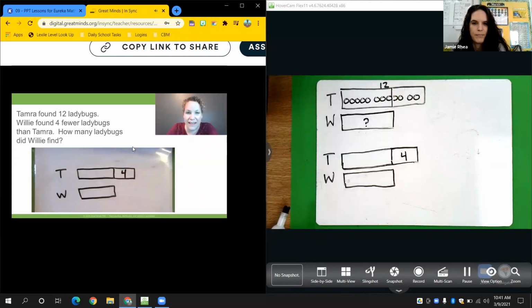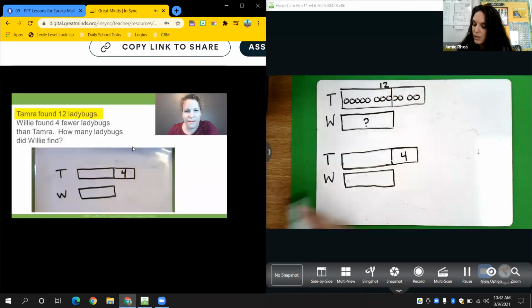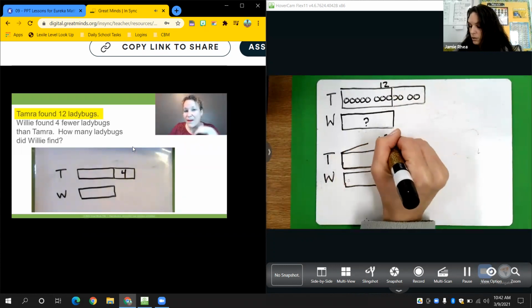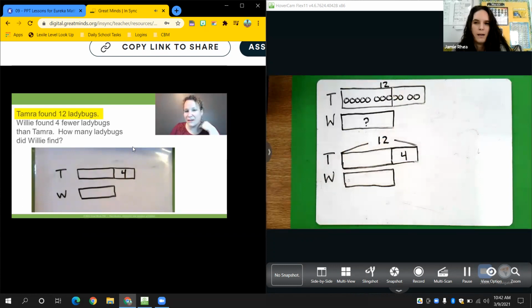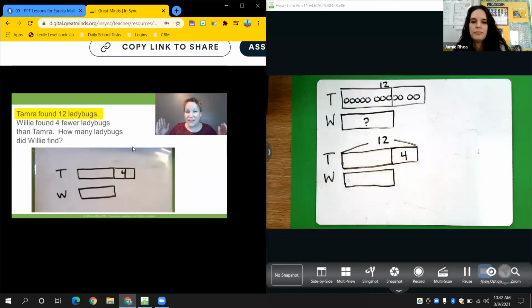That's 4 more ladybugs. Tamara found 12 ladybugs. Take a look at Tamara's tape. That's this one right here. Where should 12 go? My total. If you have a learning partner there, turn and talk to them, or you can say it out loud to me. 12 should be your total. 12 is her total number of ladybugs.